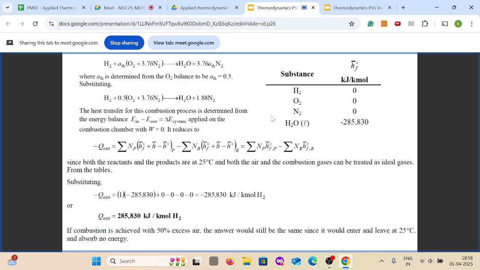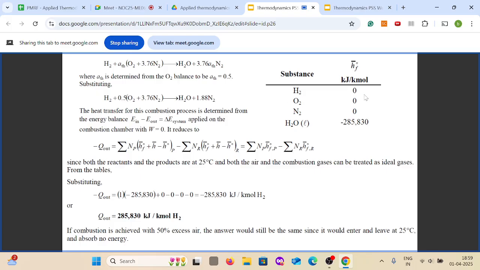So first we will write a combustion equation for hydrogen for complete combustion. So hydrogen reacts with A moles of oxygen and 3.76 A moles of nitrogen to give water plus 3.76 A moles of nitrogen. So A will be nothing but 0.5. So you get 1 mole of hydrogen H2 reacts with 0.5 moles of O2 plus 1.88 moles of N2 to give H2O plus 1.88 nitrogen.